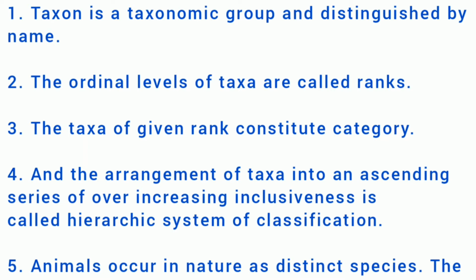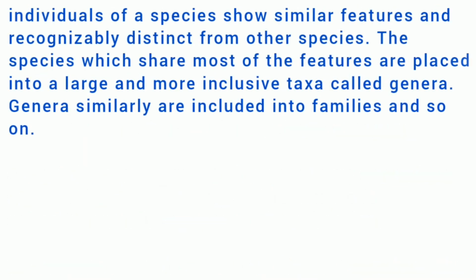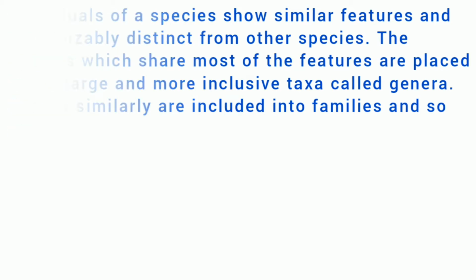5. Animals occur in nature as distinct species. The individuals of a species show similar features and are recognizably distinct from other species. The species which share most of the features are placed into larger and more inclusive taxa called genera. Genera similarly are included into families and so on.